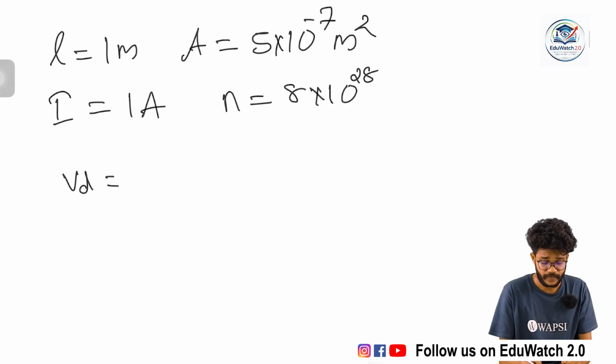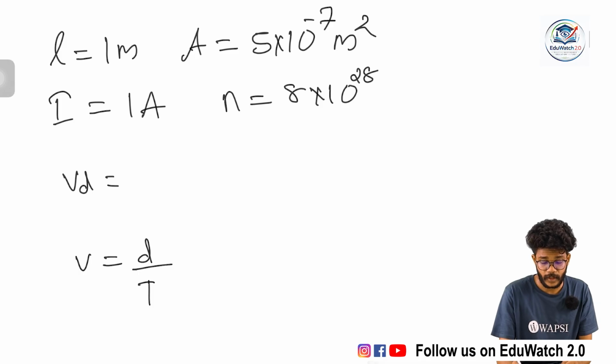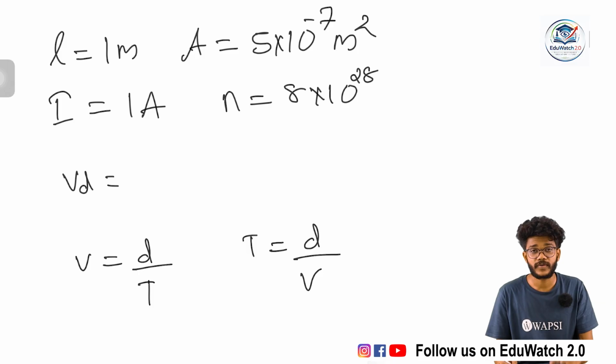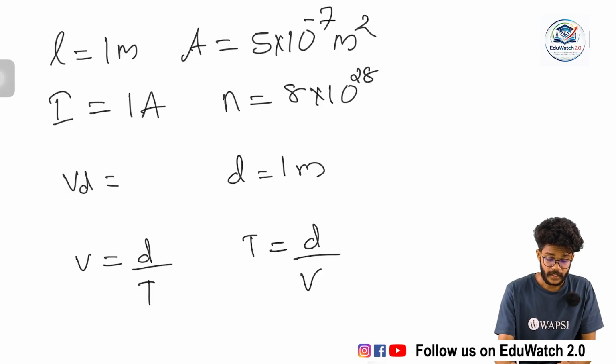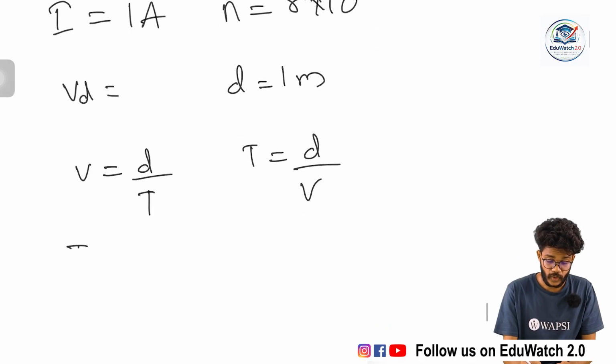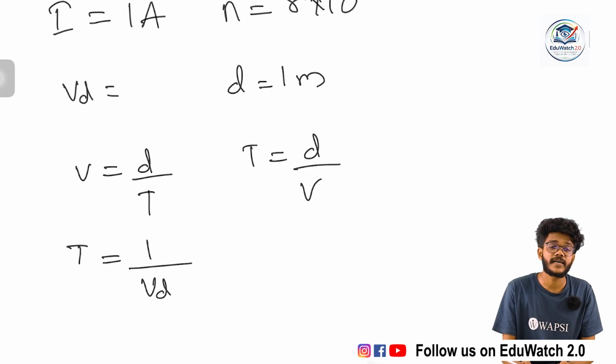So which equation? Velocity is equal to distance by time. So we have to find the time, so time is equal to distance by velocity. The distance is 1 meter, that is given in the question, because the length is 1 meter. So the time is equal to 1 divided by the drift velocity Vd. So what is the equation for Vd?